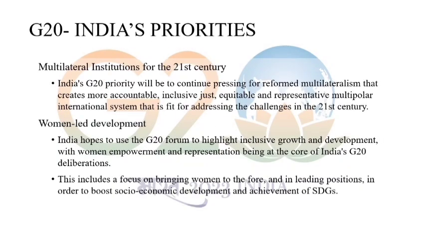The fifth priority is multilateral institutions for the 21st century. So, this focuses the importance of more multilateral institutions like the G20. The next priority is women-led development. India aims to bring women to forefront to fulfill the sustainable development goals and to boost socio-economic development.